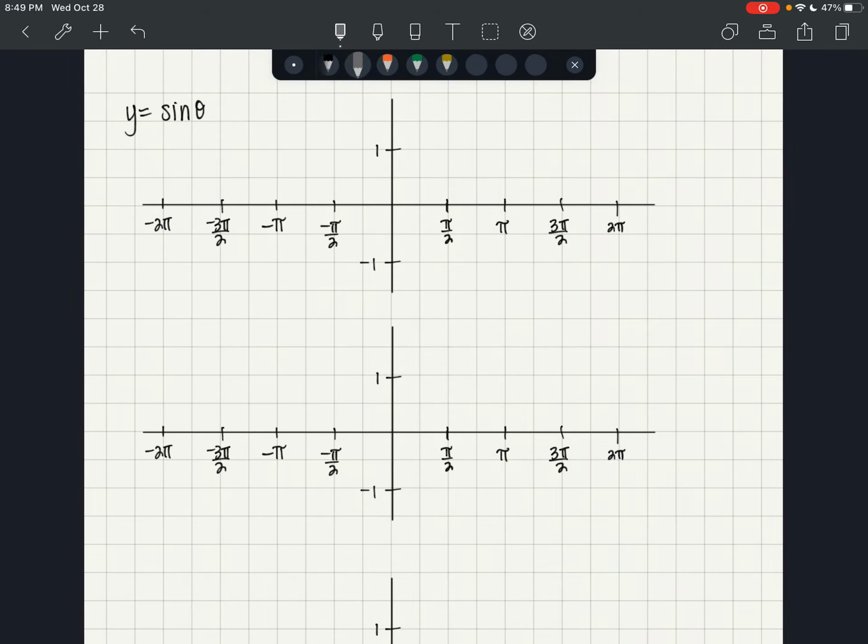Okay, why is any of this important when it comes to graphing? Well, graphs are pretty important. It's very important to be able to connect the algebraic representation, y equals the sine of theta, and translate it to a coordinate plane, because you have an input and an output. So our input is theta and our output is y.